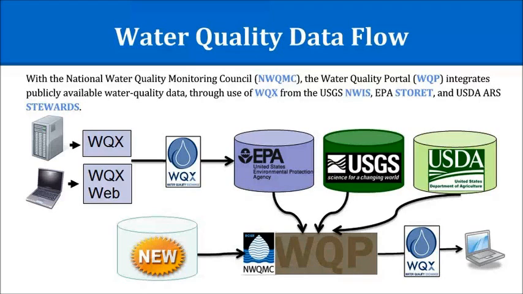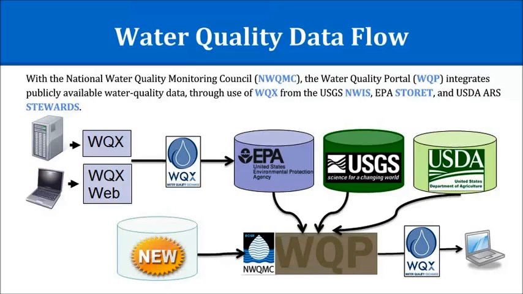So a state or a large database would have an automated query that converts data to WQX and then sends it forward, or something on your laptop where you're going to be using Microsoft Excel as the mechanism by which you're going to format the data in WQX Web, send it to EPA Storet in the WQX format, and then it's made available not only through EPA Storet, but also the Water Quality Portal.